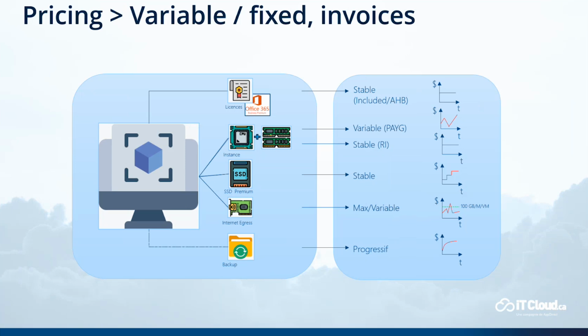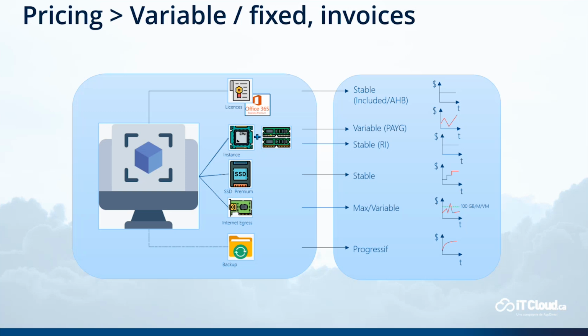Now we will look at the costs. Those which are variable, fixed, or progressive. We still have our VM with the license, with the infrastructure, and the optional backup. I say optional because it's not necessary for production, but it could be great to have it. Here we are. The price of the license could be stable. So if you move from pay as you go to AHB, the price of the license of the VM will be stable because you pay upfront the license from CSP provisioning.